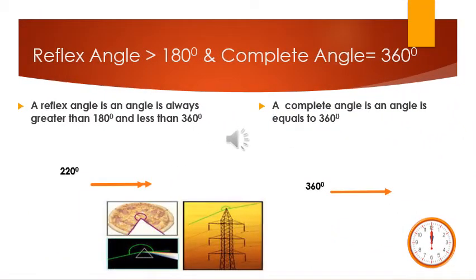Let's know about the reflex angle and complete angle. A reflex angle is an angle that is always greater than 180 degrees and less than 360 degrees. See one example, 220 degrees is an example of reflex angle because it is more than 180 degrees and less than 360 degrees. One of the examples you can see in the pictures. Next, a complete angle. A complete angle is an angle equal to 360 degrees. We can see the example of the clock. At 12 o'clock, it is a complete angle.